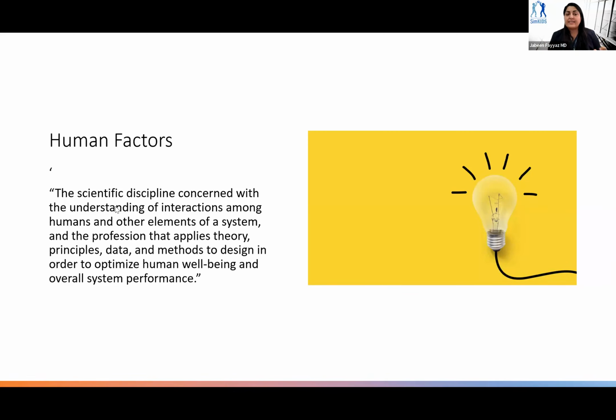And human factors is a scientific discipline which is concerned with the understanding of interaction among humans and other elements of the system. And there's a huge boom of system science thinking, human design thinking, and human factors in the hospital environment, and people are using simulation more and more to test those systems. So that is why I bring up human factors.